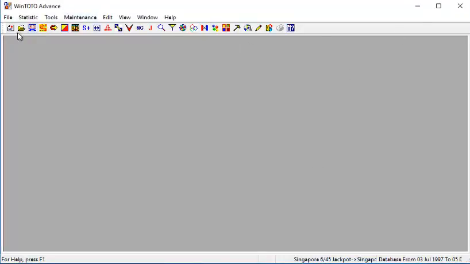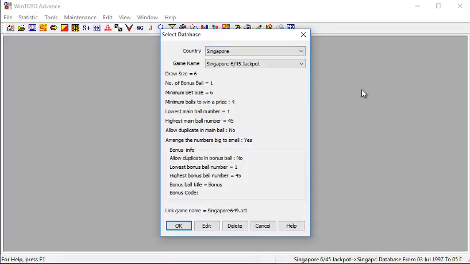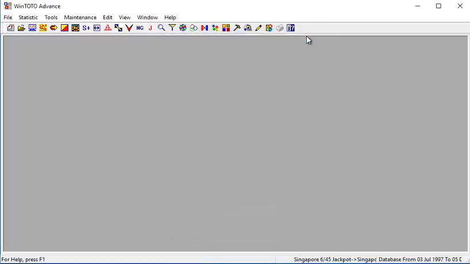Now, if you click on this thing called Open Database, you can see for yourself that in the software itself, we have got Australia, Hong Kong, Malaysia, Singapore, Taiwan, United Kingdom, and United States data. 在这个软件里面，我们有包括澳大利亚、香港、马来西亚、新加坡、台湾、英国跟美国的资料。当然，今天我只能够跟大家讨论是新加坡。For today, I will only discuss Singapore because of time factors. All right, so take note. I'll be using the 645, which includes the 649.